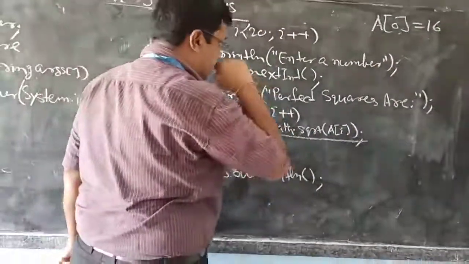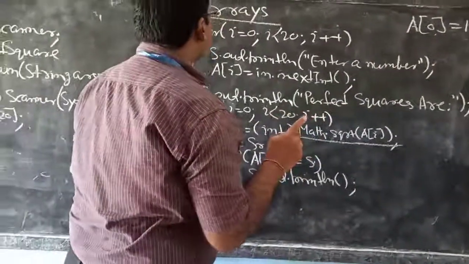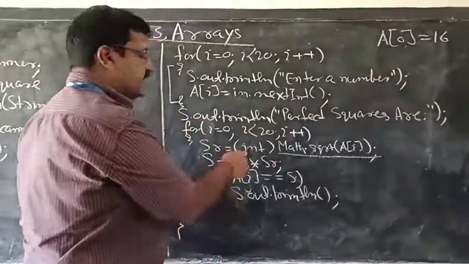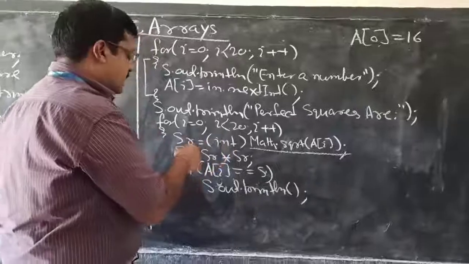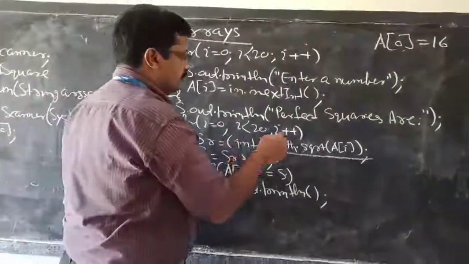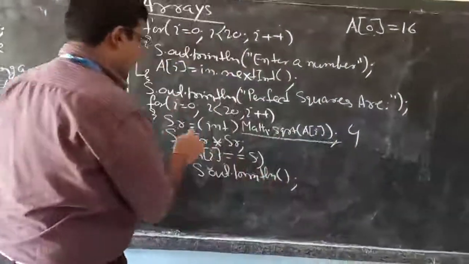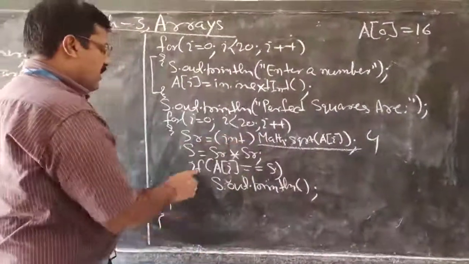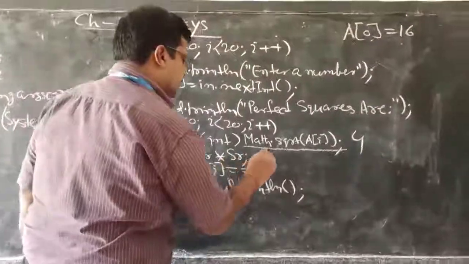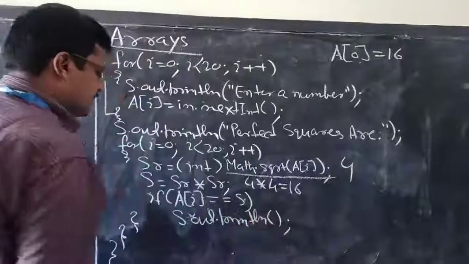The square root of 60 will become 4 point something, and with explicit typecasting to integer it picks up only the integer part. So it will be 4. The square root will become 4. So what is the value of sr? The sr value is 4. Now s equal to sr into sr, which is 4 into 4, and 4 into 4 comes to 16.